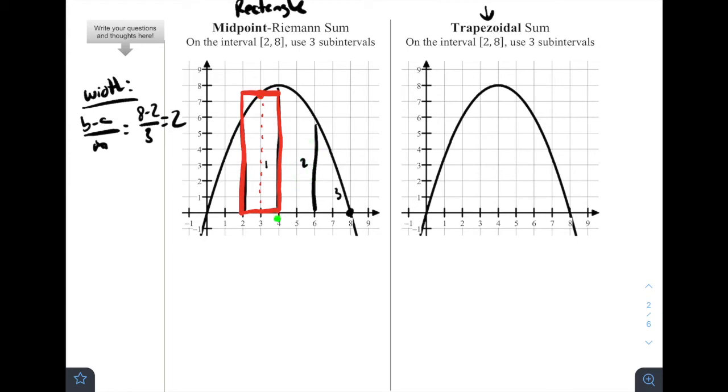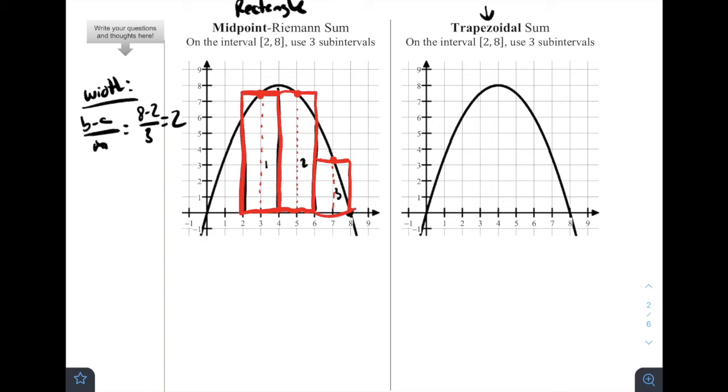Same story for going from 4 to 6. Halfway between 4 and 6 is 5. So I'm going to go up here to 5, and I'm going to draw my midpoint line going straight across and draw my rectangle going down. That would be my second rectangle. For my third rectangle, it's going from 6 to 8. The midpoint between 6 and 8 is 7. So if I go up to 7, the height of that function looks like it's about right there, and we'll draw our rectangle going straight across there.